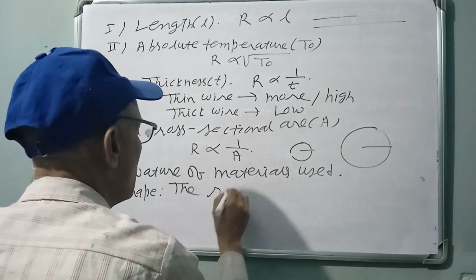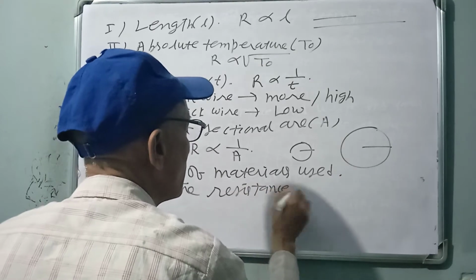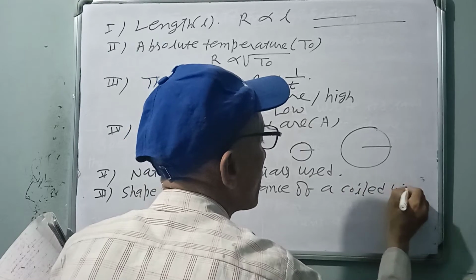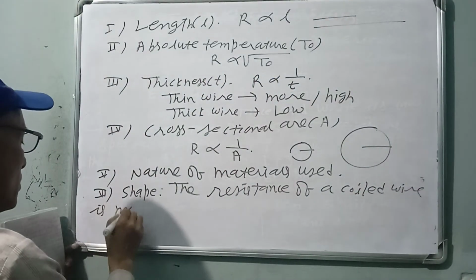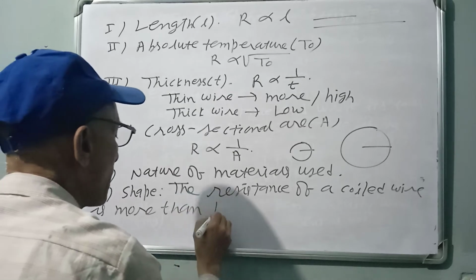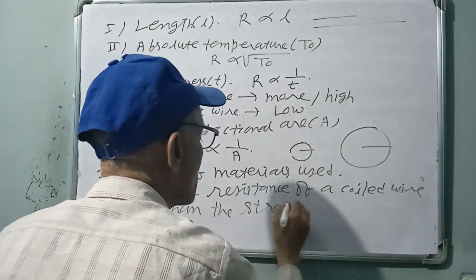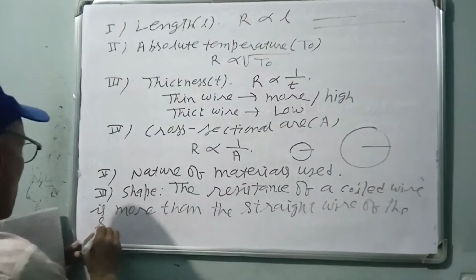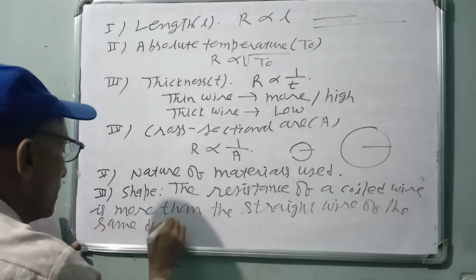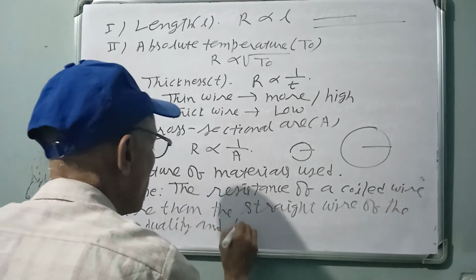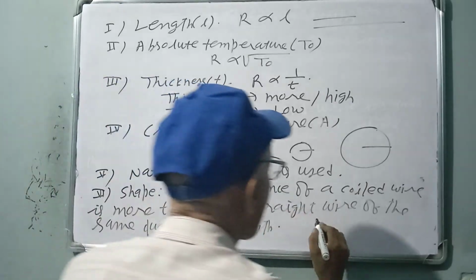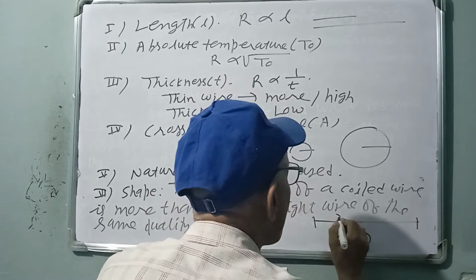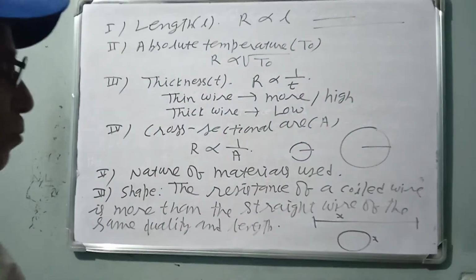The resistance of a coiled wire is more than the straight wire of the same quality and length. Suppose you take a straight wire of some length, this one is the same. Suppose x meter, this circumference is also x meter.